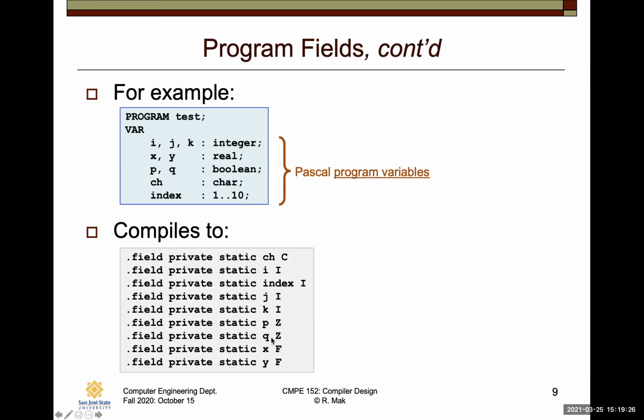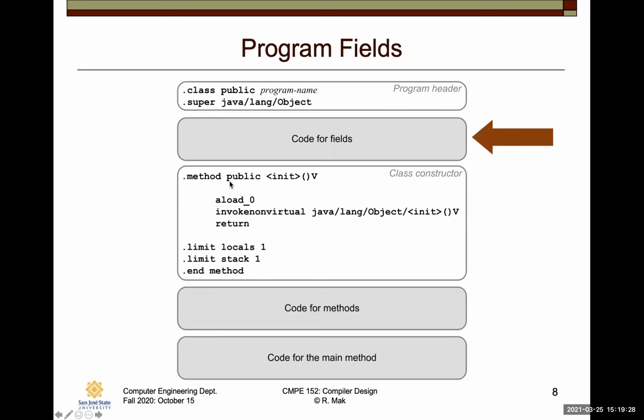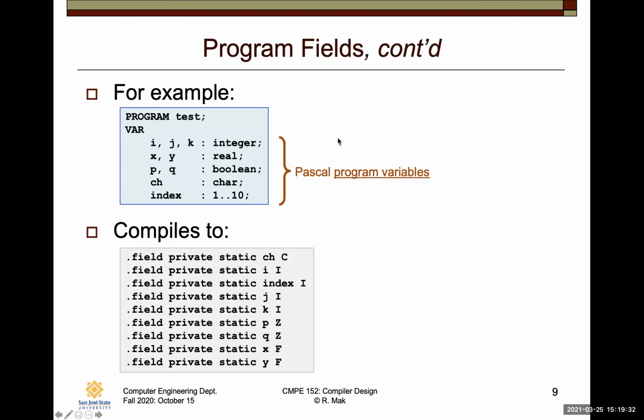What you're seeing here is what's inside this gray box. You can see each one of them is a field. It's private, it's static, and then we are able to use the names. Now, in my code generator, I went to the trouble of alphabetizing them. That's not necessary, but that's what I did.